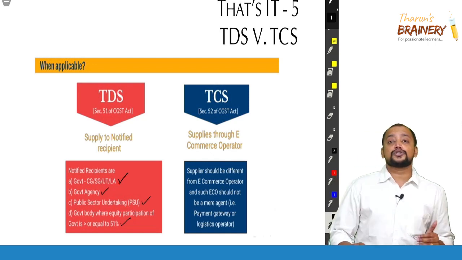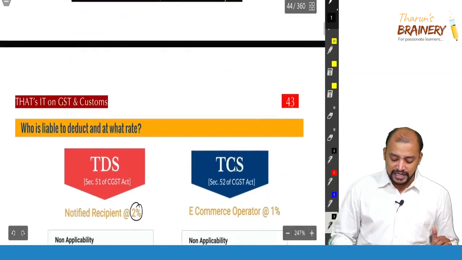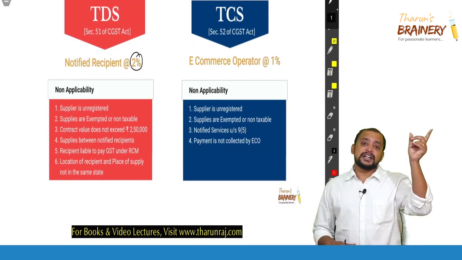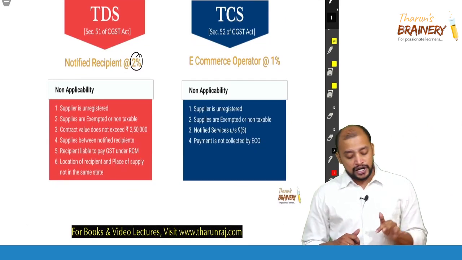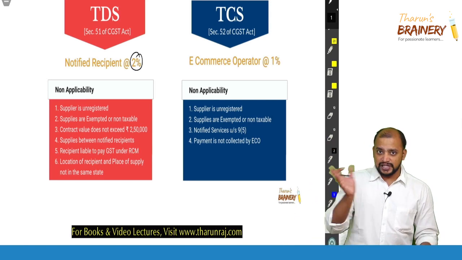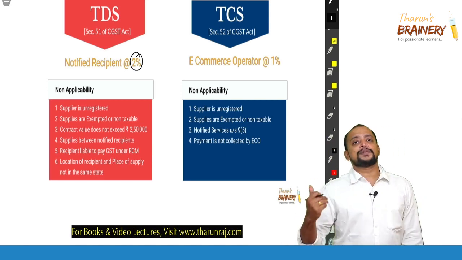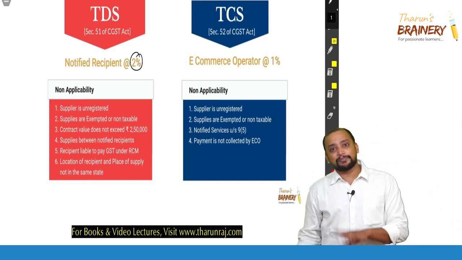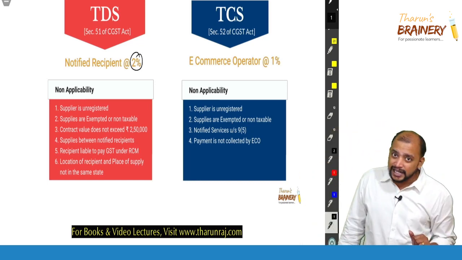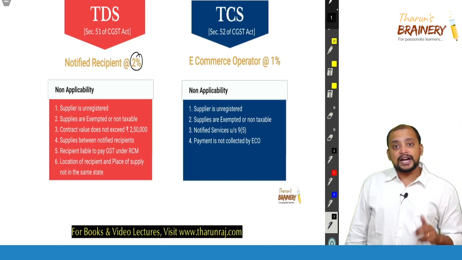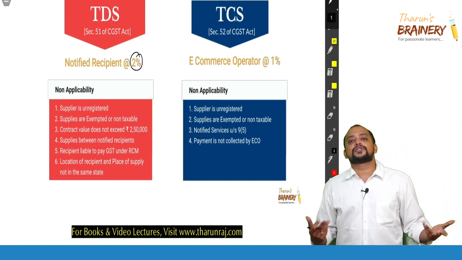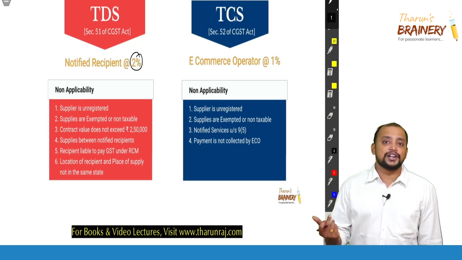Okay, so supply should be through an e-commerce operator for TCS. And then what is the rate? 1%. There it is 2%, here it is 1%. Non-applicability: supplier is unregistered. Same. Because whatever the e-commerce operator pays as TCS, the supplier should be in a position to take the credit. When the supplier is unregistered, he cannot take the credit due to that reason. And second also same, supplies are exempted or non-taxable. When there is no tax at all on the transaction, then what is the need of TCS?